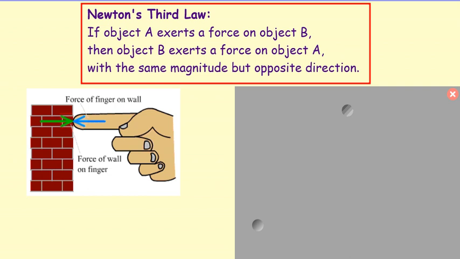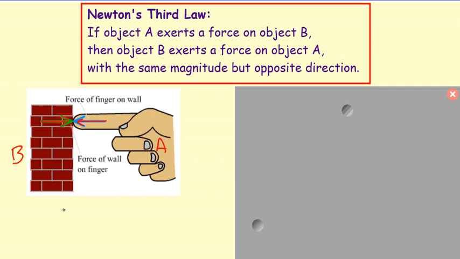So here we'll take the hand as A and the wall as B. Okay, if A exerts a force on the wall, then this law is stating that the wall exerts a force on the hand that is equal in magnitude, so those arrows should be the same length, but opposite in direction.